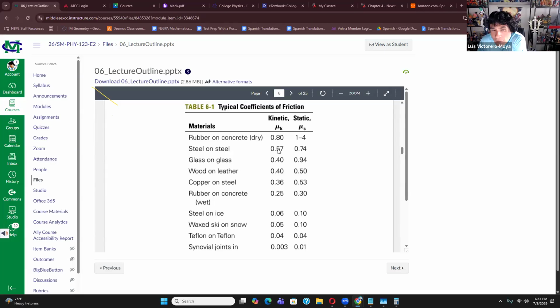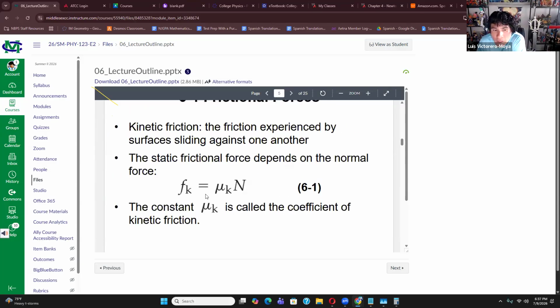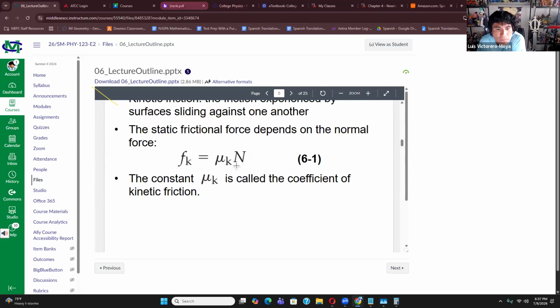Now, in most of the examples, we are going to use kinetic friction. Why? Because in most of the cases we are going to have bodies that are moving. So the take-home equation here is this, that the kinetic or friction in general, so I can write that here.